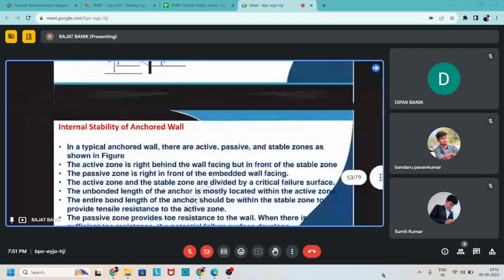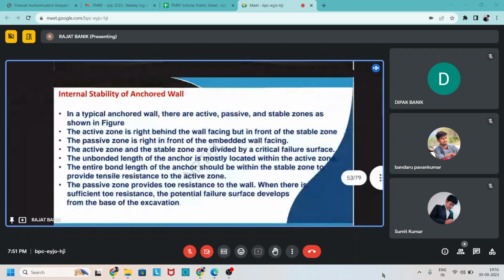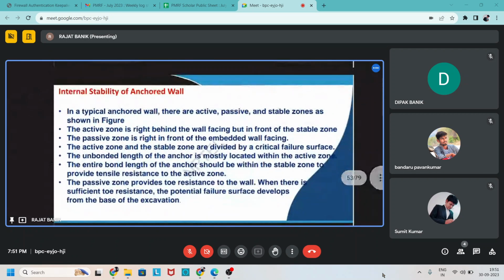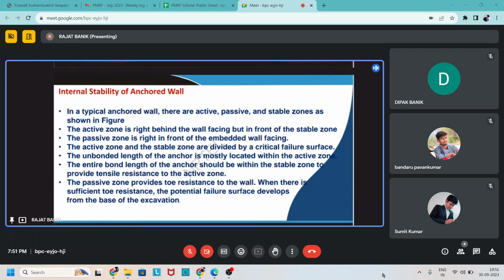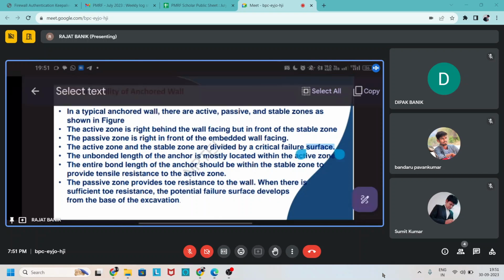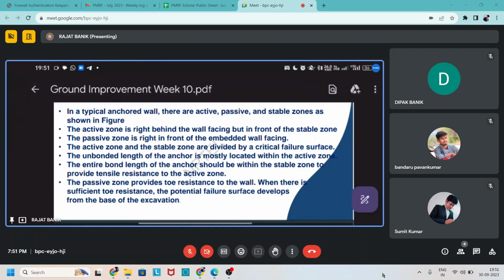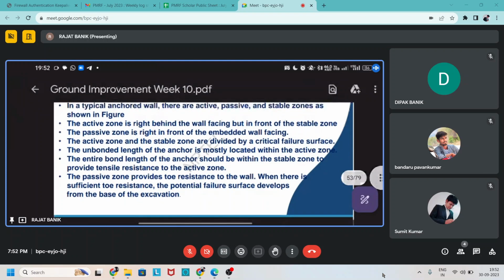So internal stability of the anchor wall: in a typical anchor wall, there are active, passive, and stable zones. Here we can see that the active zone is right behind the wall facing, but in front of the stable zone. The passive zone is right in front of the embedded wall facing. The active zone and stable zone are divided by the critical failure surface.